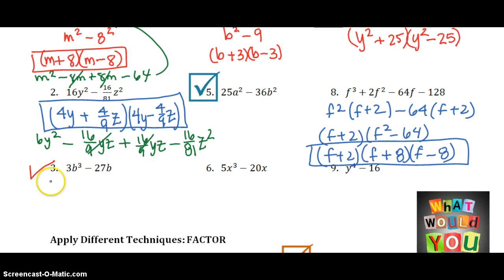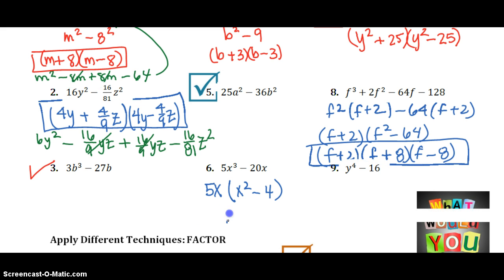All right, number 6, I said I'd leave you number 3, so let me do number 6. I see a 5 and an x I can take out, so that leaves me with x squared minus 4. And now that's a difference of squares, so it's 5x times x plus 2 times x minus 2.